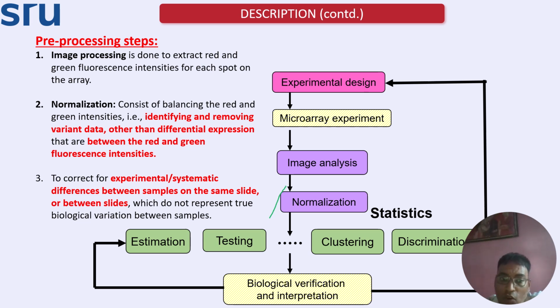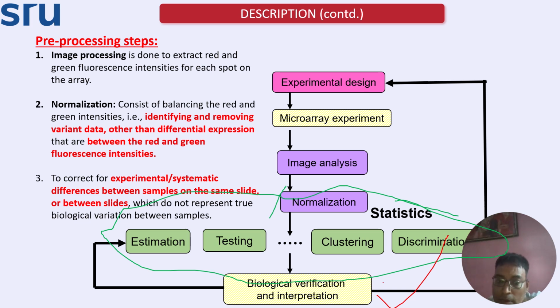then we go for estimation, testing, clustering, discrimination. After everything is done properly, and we have eliminated all the errors, then we come to the final part, that is the biological verification and interpretation. What do they all mean? All right.